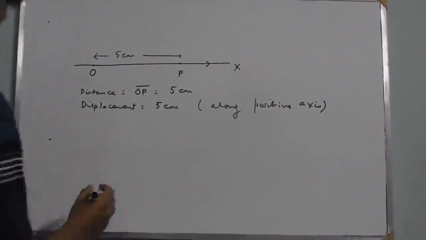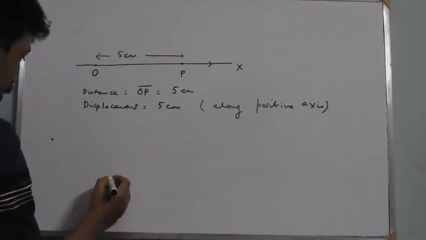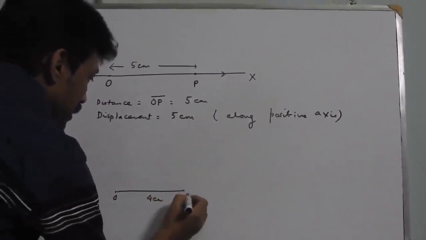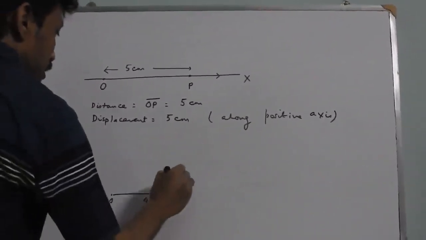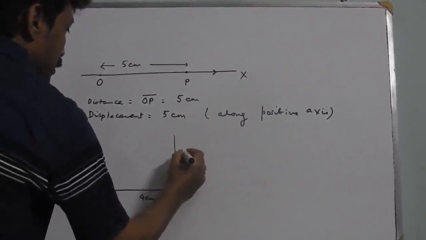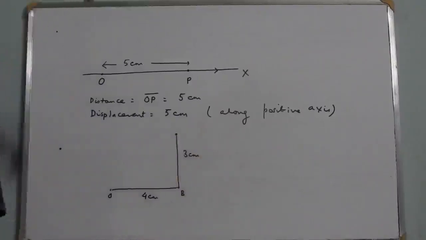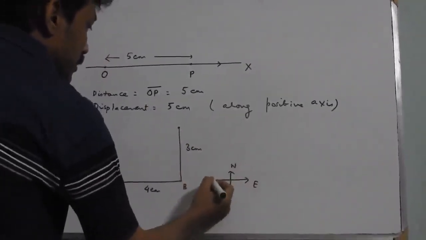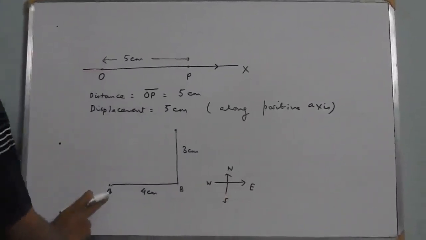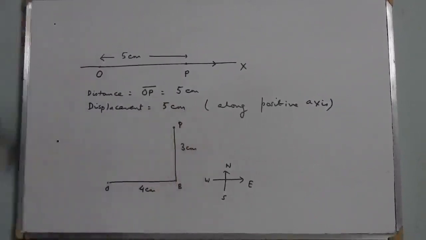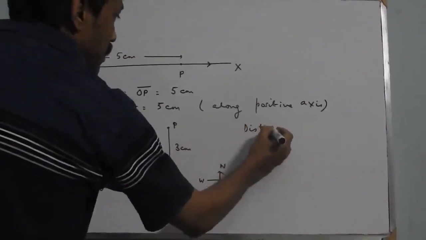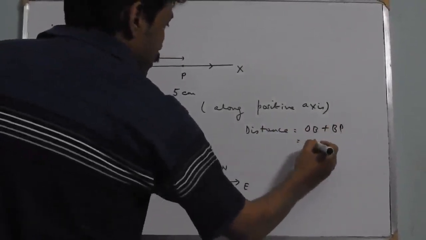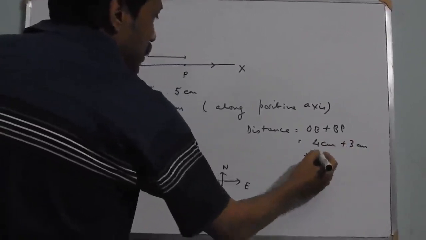Let us take another example. Suppose a body has started its journey from the point O. It has moved along east 4 cm and reached the point B. Then along north it has moved a distance 3 cm and then finally stopped. So O to B is 4 cm, it is due east, and then 3 cm due north. So the initial position is O and the final position is say P. So what is the distance traveled? In this case, the distance is the actual length of the path, which is obviously OB plus BP, which is 4 cm plus 3 cm, that is equal to 7 cm.